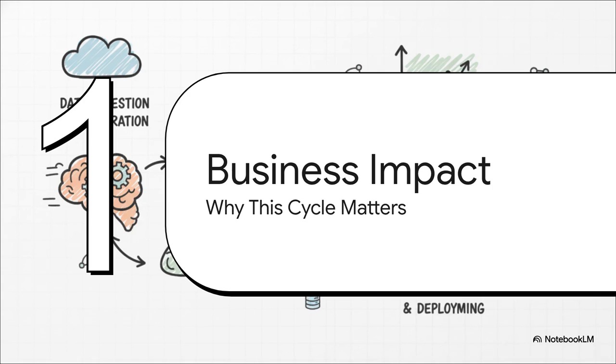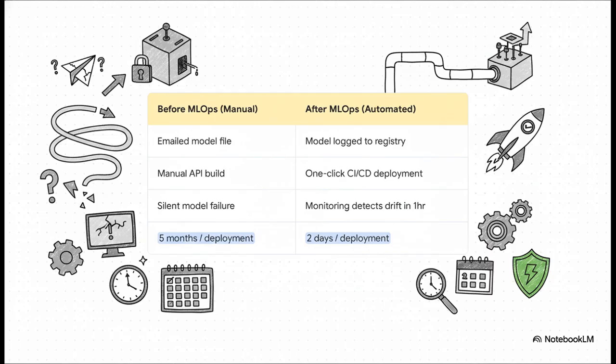But why? Why go through all this trouble? Well, the answer is pretty simple. The business impact is just incredible. Let's make this super concrete with a ShopSmart case study. Before they had MLOps, their process was, well, it was a manual slog. It took them 5 months to deploy a single model. Can you imagine? Model files were just emailed to engineers, APIs were built by hand, and when a model failed in production, it could go unnoticed for weeks. But after MLOps, deployment takes 2 days, and monitoring catches drift in just 1 hour. The difference is, quite literally, night and day.